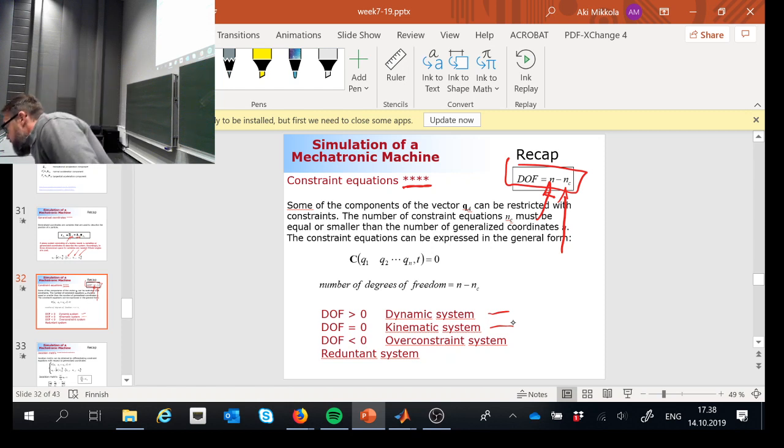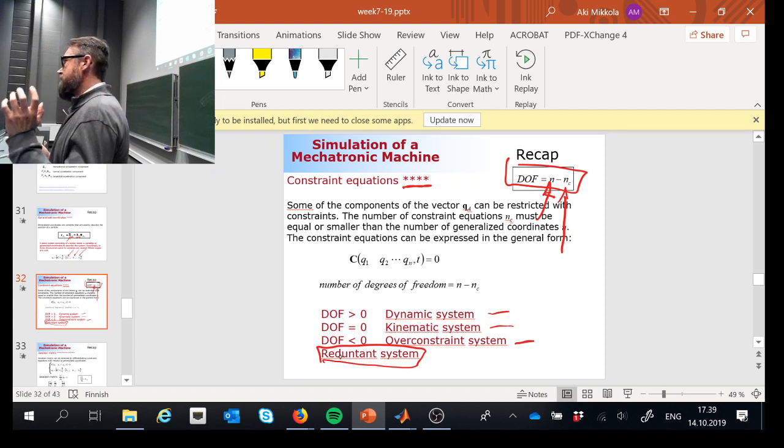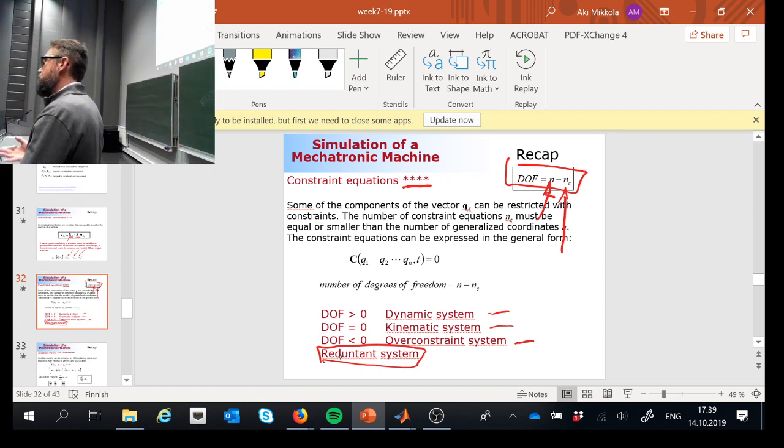And then the final scenario is an over-constrained system, which is unable to move. But don't mix up the over-constrained system with the redundant system. Remember, a redundant system is one where constraints are not independent, but they constrain the same generalized coordinates, and they should be eliminated from the system.